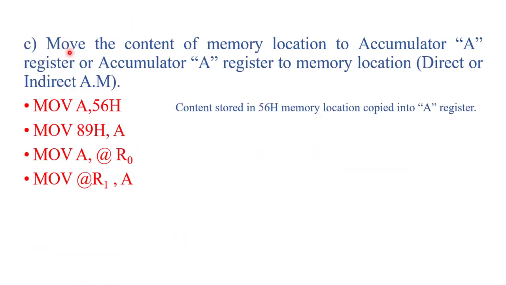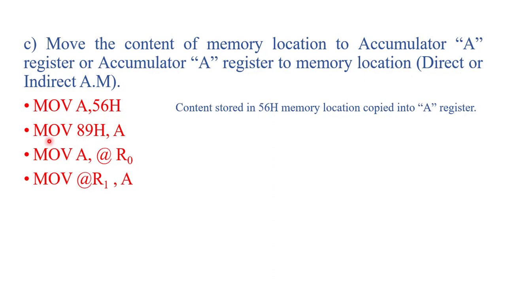Next is here we move the content of memory location to the accumulator register or accumulator register content into the memory location by using direct or indirect addressing mode. So the example of this type of instruction is first is MOV A, 56H. 56H indicates the memory location. So this instruction tells that content stored in 56H memory location is copied or moved into the accumulator register.